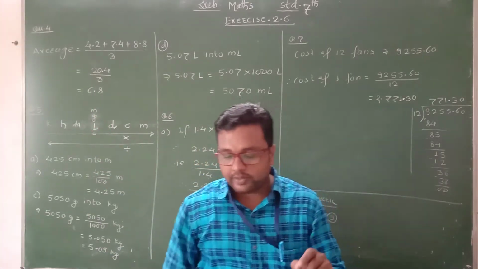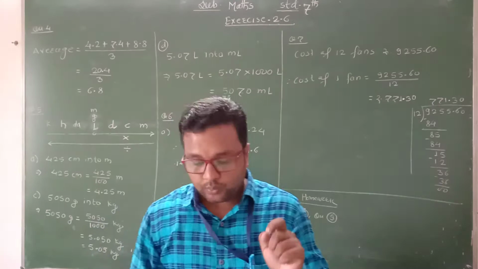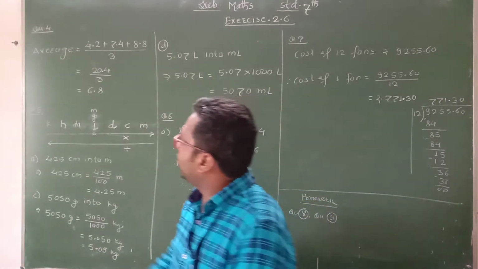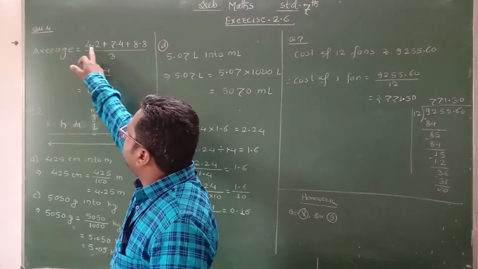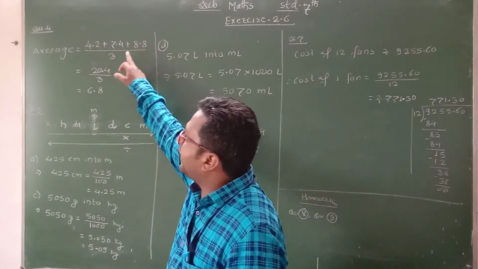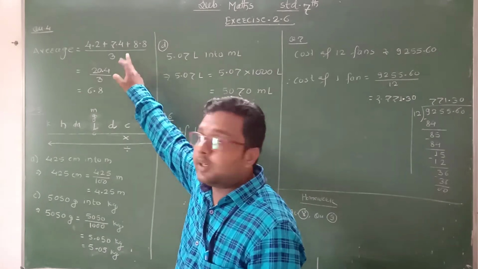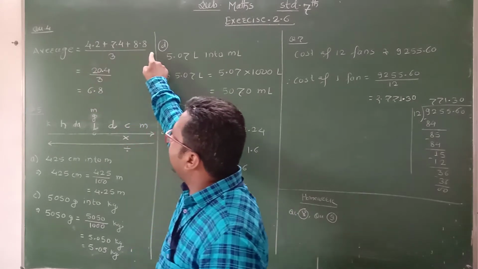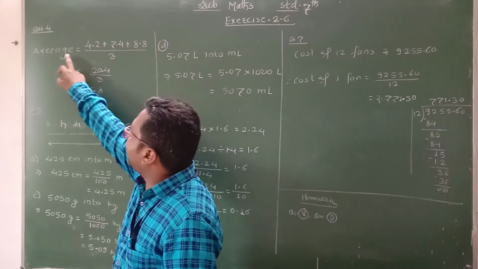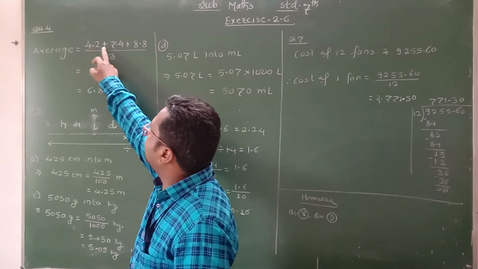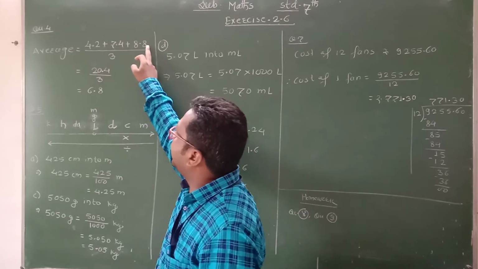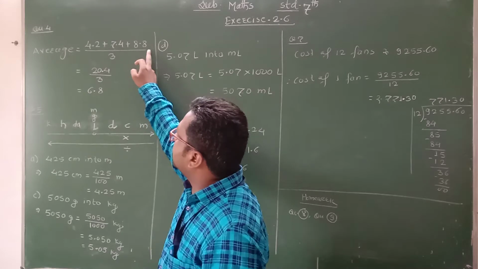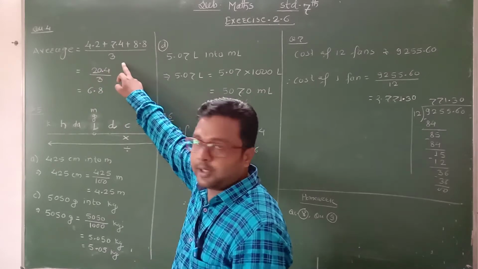Question number 4 is given: find the average of 4.2, 7.4 and 8.8. We know that to find the average, we take the sum of all the observations divided by the number of observations. Three decimal numbers are given and you have to find the average of these numbers. Therefore, average is equal to 4.2 plus 7.4 plus 8.8, the sum of the given numbers. Now how many numbers are there in total? 3 numbers, therefore here we have to divide by 3.